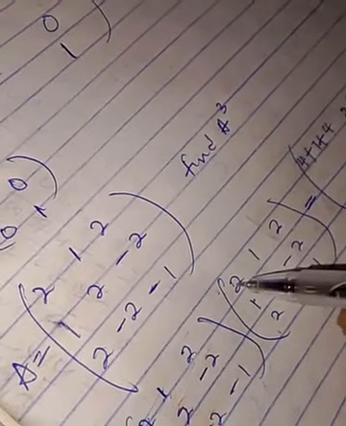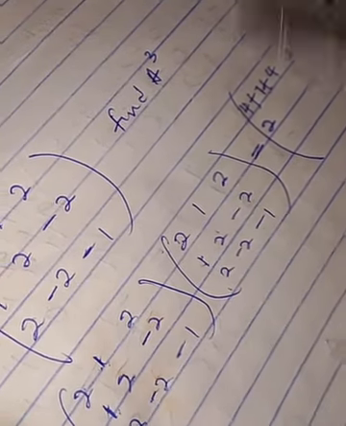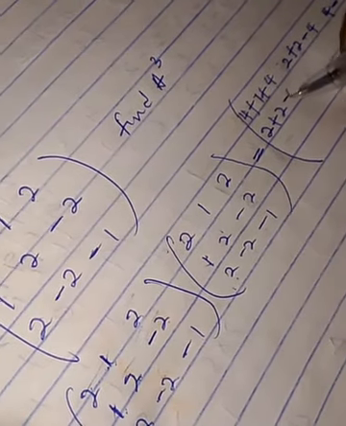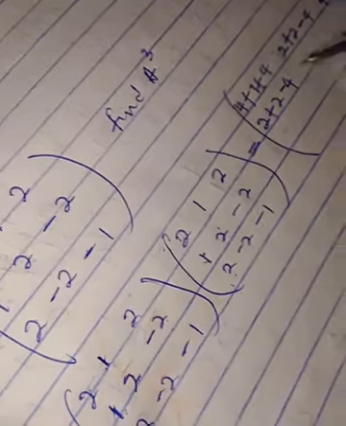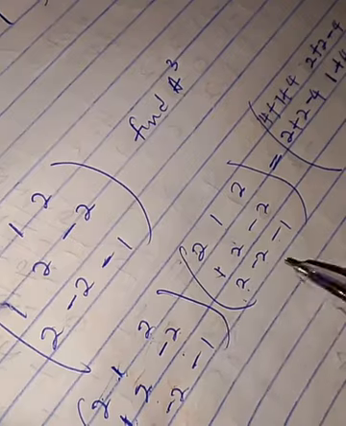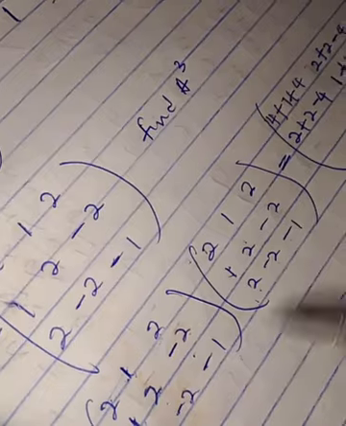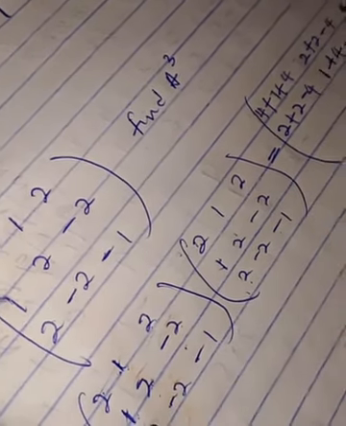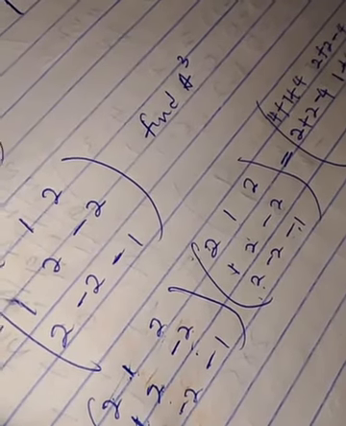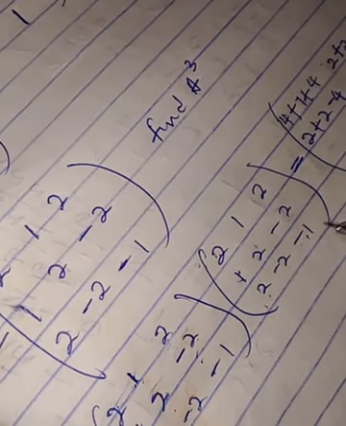So in this part now, we have 1 times 2, which is 2. We have 1 times 2, which is 2. 2 times 1, which is 2. Minus 2 times 2, which is minus 4. 1 times 1, which is 1. Plus 2 times 2, which is 4. Minus 2 times minus 2, which is minus 4. 1 times 2, which is 2. You take it like this. 2 times minus 2, which is minus 4. Minus 2 times minus 1, which is 2, because minus times minus is plus.